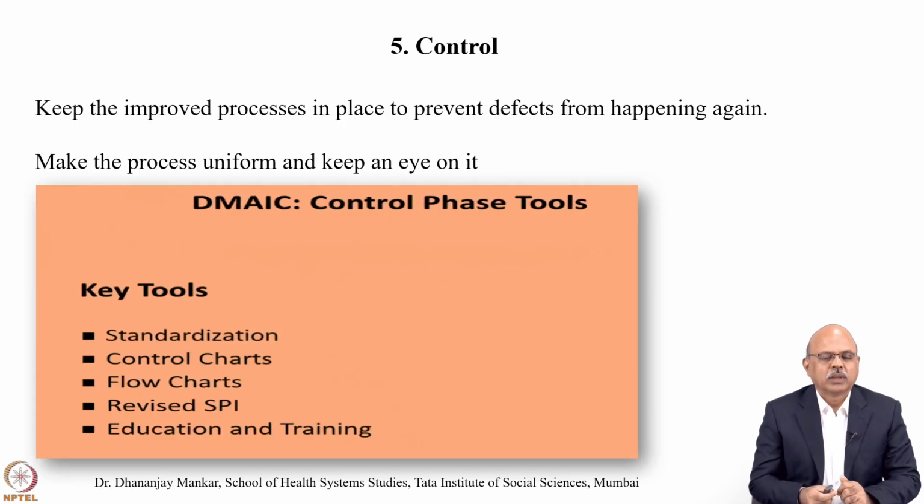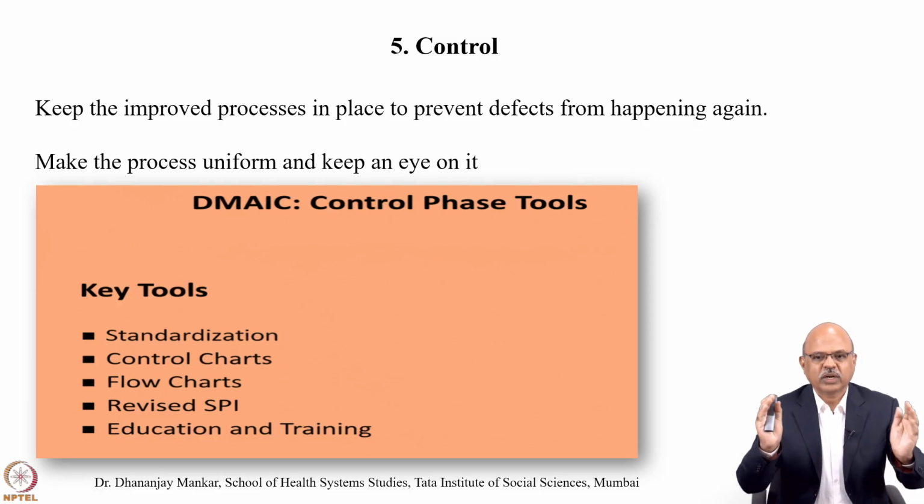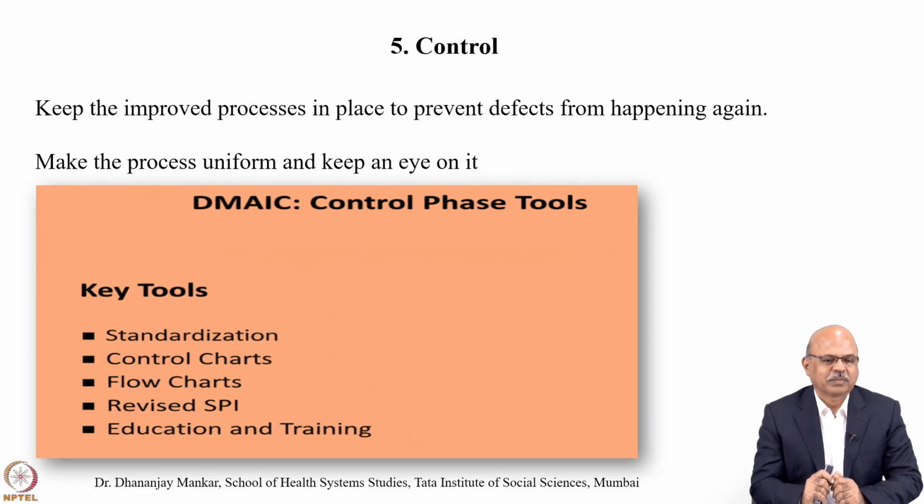Control. If we talk about this step, it keeps the improved processes in place to prevent defects from happening again. Make the process uniform and keep an eye on it. How to do that? You have to use the control phase tools. The key tools can be standardization, control charts, flow charts, revised SOPs, and education and training.